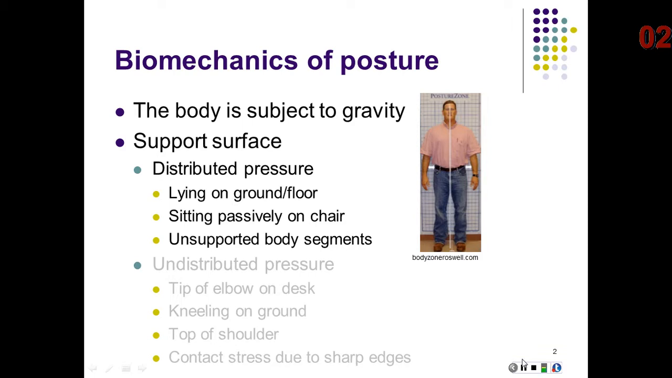Even if you have an unsupported body segment, for example, if you don't have armrests in your chair and your arms are simply hanging, there's again very little muscular effort, very little ill effect due to gravity. Your arm weight is supported mainly passively by joint tissue, by joint ligaments, so that your arms aren't falling on the floor. So your muscles don't have to actively work to support your arm against gravity. Okay, so that's distributed pressure.